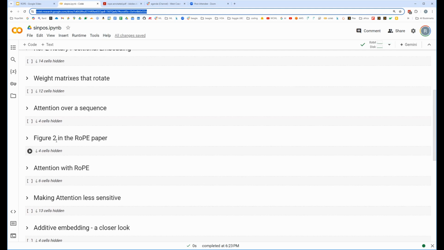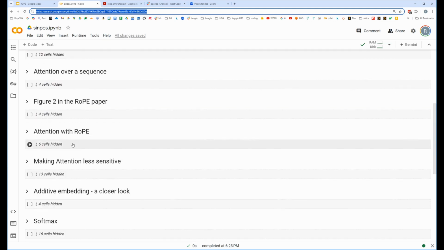Last time we had the question about figure 2. What did that mean in the paper? I was able to recreate that, and we'll look at it. Here, attention with RoPE, I don't recall the difference between those two.